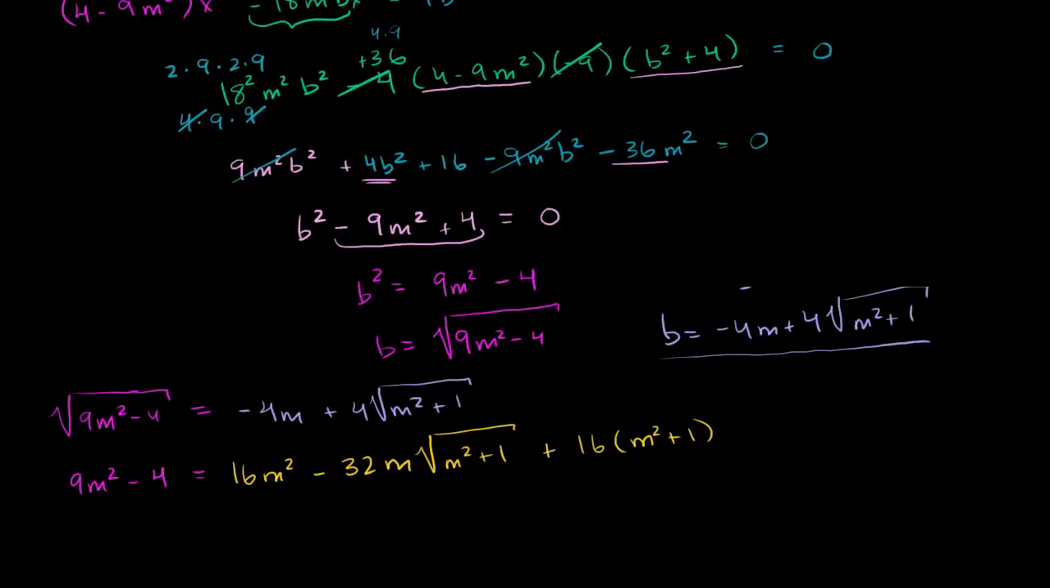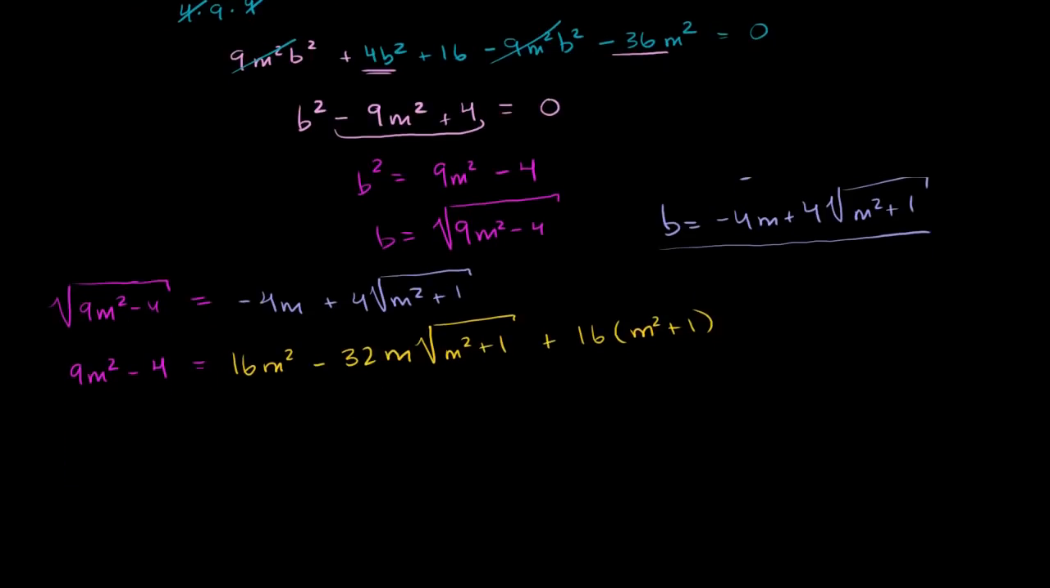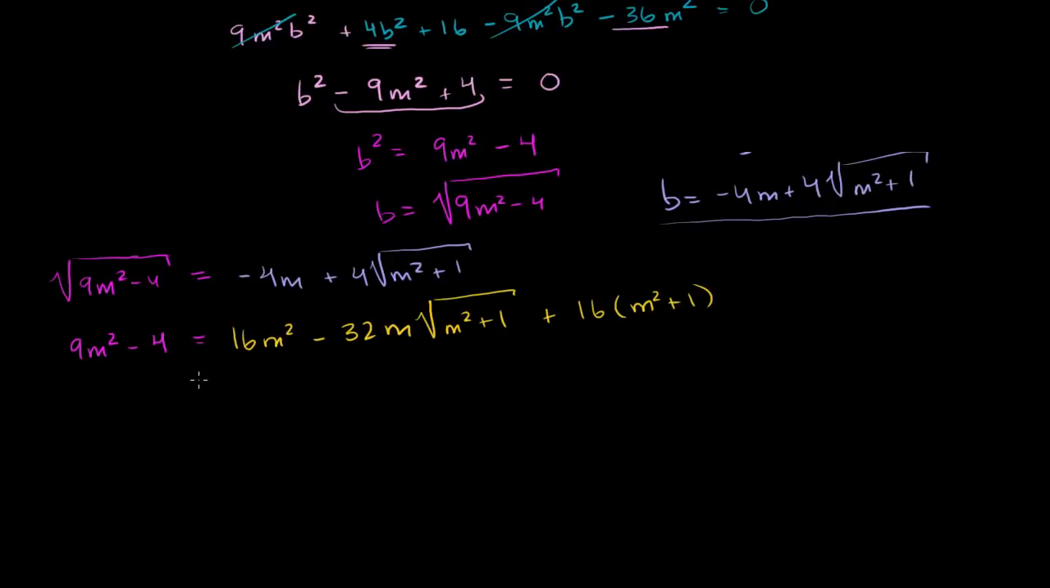So let's try to simplify this a little bit, get maybe the radical on one side of the equation, and see if we can simplify this even more. So a good place to start. Let's see, this term right over here is going to be 16m squared plus 16. So on the right-hand side, we have 9m squared minus 4 is equal to 16 plus 16, we have 32m squared plus 16 minus 32m times the square root of m squared plus 1.